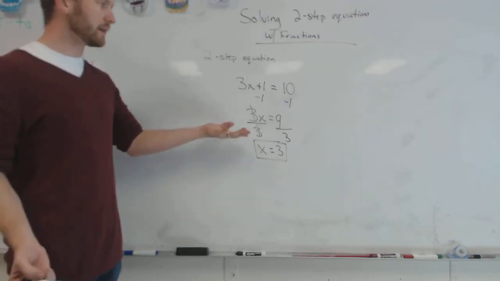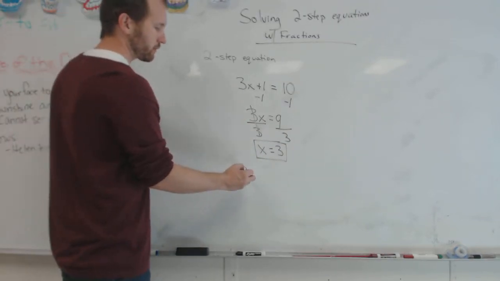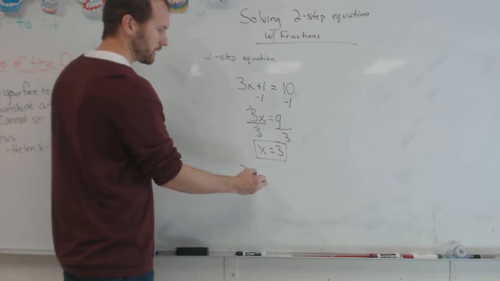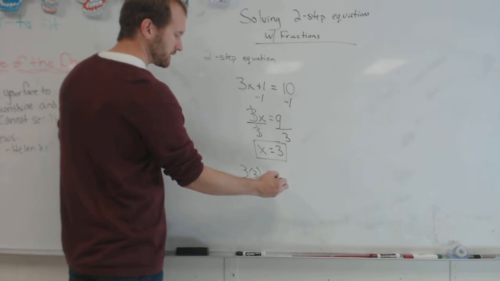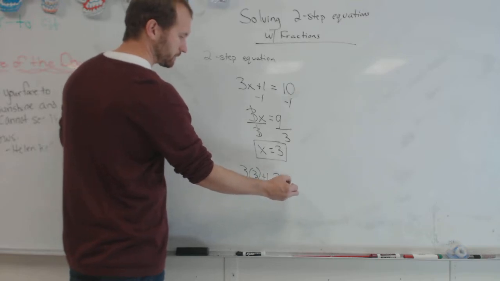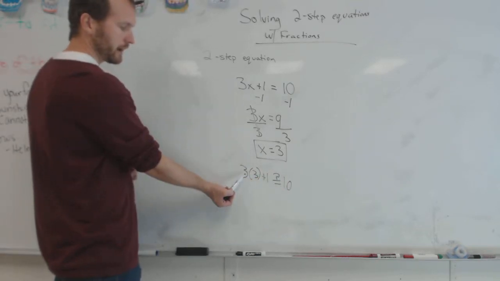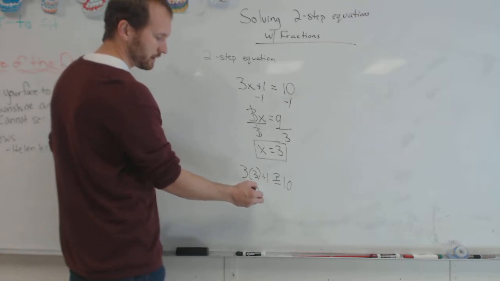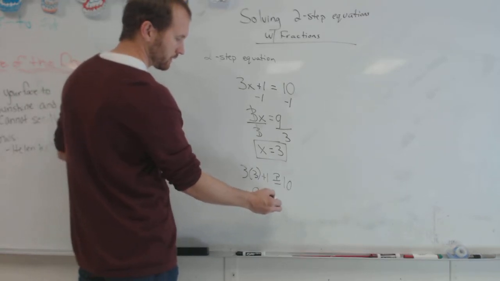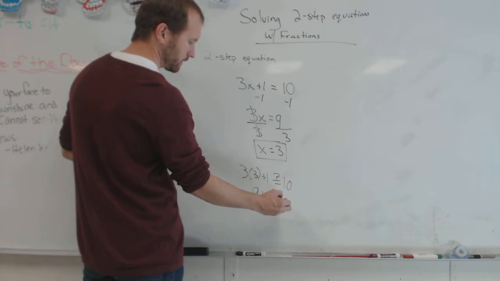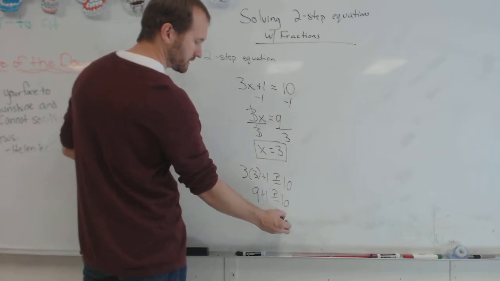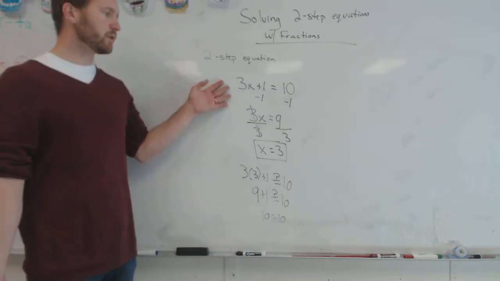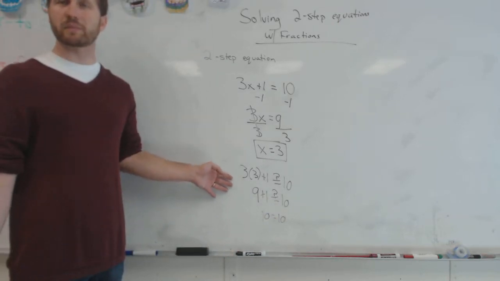And I can plug that in and check it. So I'm going to say 3 times 3 plus 1, and my question is, does that equal 10? 3 times 3 is 9, plus 1. Does that equal 10? Haven't we done this before? 9 plus 1, 10. Yeah, this is a review, just a review of what a two-step equation means.